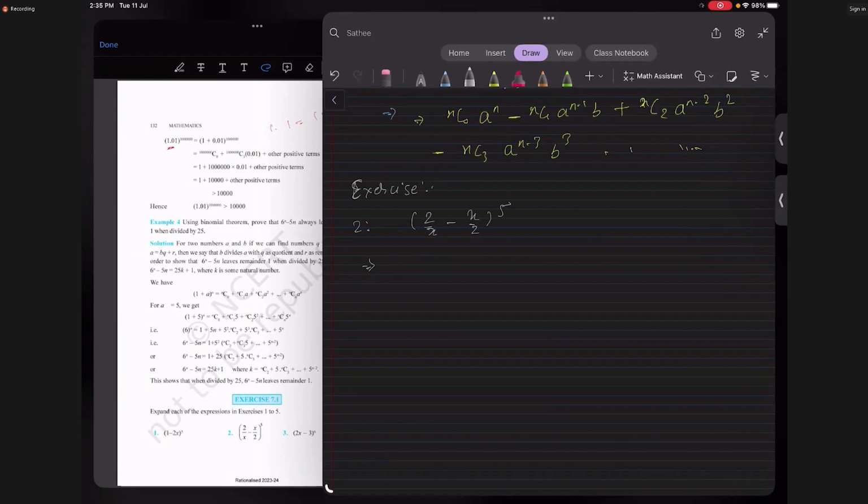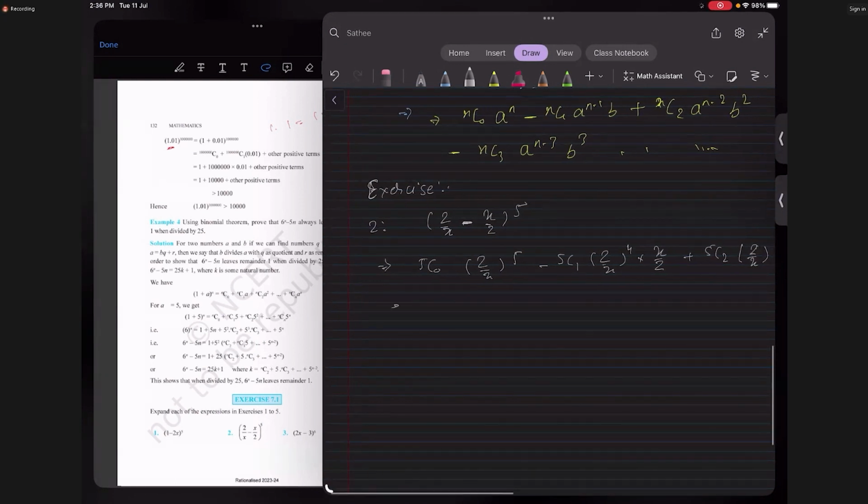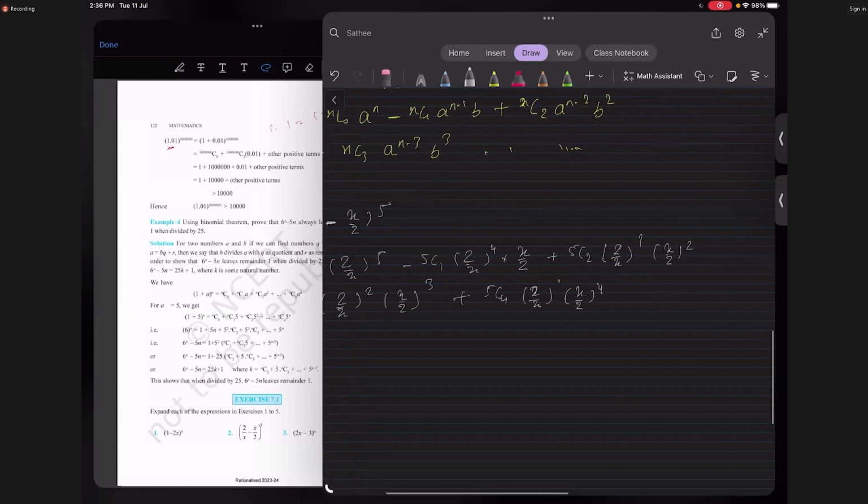So you know that in the expansion there is some negative sign, okay. So you know that the terms like nc1, nc3, nc5 would be negative and the rest of the terms would be positive, okay. So this would be something like 5c0 (2y x)^5 minus 5c1 (2 by x)^4 (x by 2), plus 5c2 (2 by x)^3 (x by 2) whole square, minus 5c3 (2 by x)^2 (x by 2)^3, plus 5c4 (2 by x)^1 (x by 2)^4, minus 5c5 (2 by x)^0 (x by 2)^5. Okay.